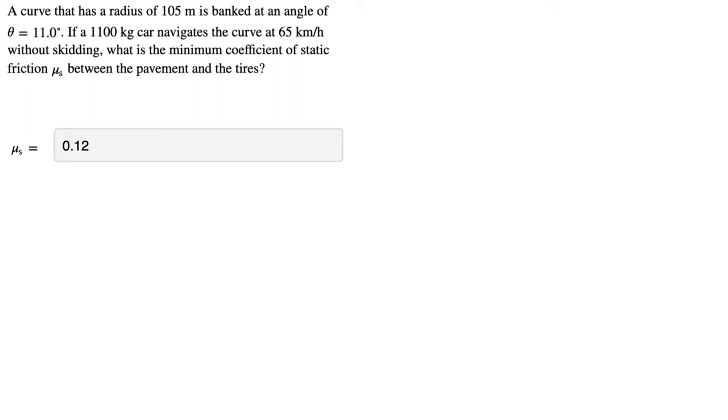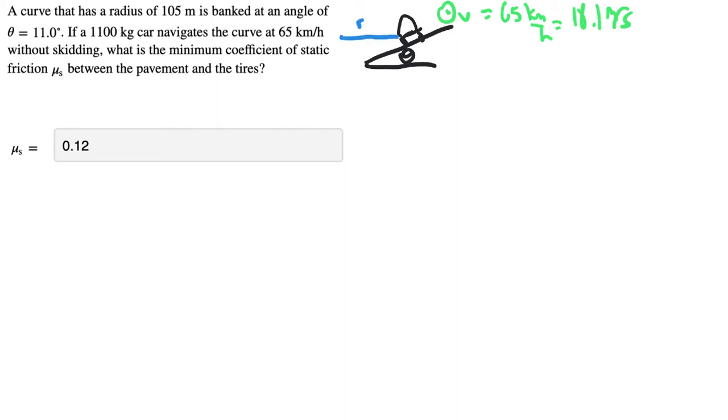So let's draw a quick picture. We'll say the car is going like this. And let's say that at the moment we're talking about, the car's velocity is into the page, and it's 65 kilometers an hour, which turns out to be 18.1 meters per second. So we'll keep that in mind. And we know that the radius of the curve was given to be 105.5 meters, and we're given that theta is 11.